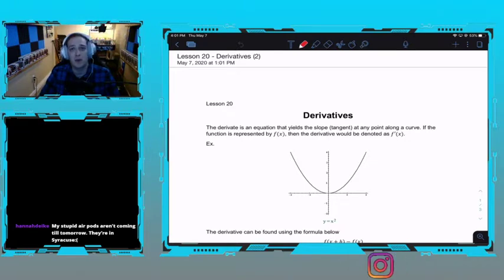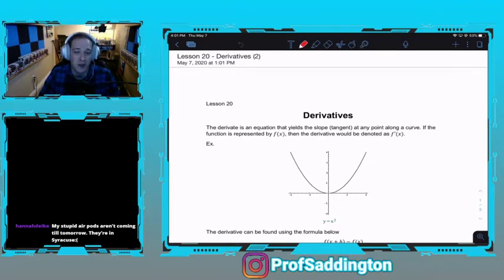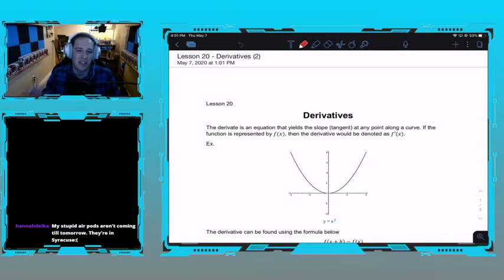So you guys may recall a whole like 7-8 weeks ago we did limits. The next lesson was supposed to go into something called derivatives, and this is like towards the end of pre-calculus, early calculus.